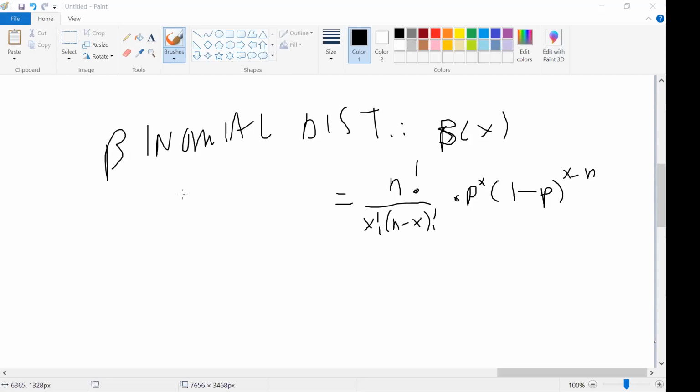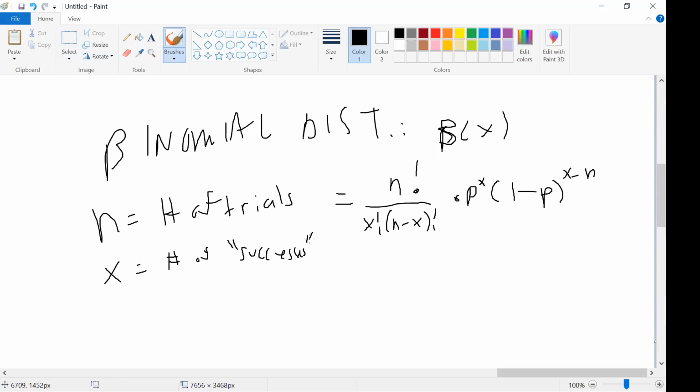So now let me explain what these letters mean. n is equal to the number of trials. The point of the binomial distribution, let's say we're flipping a coin over and over and over again. With that coin, that's going to be the binomial distribution. We're doing it multiple times. In this case, x is the number of successes.